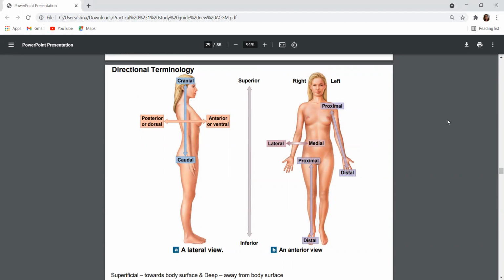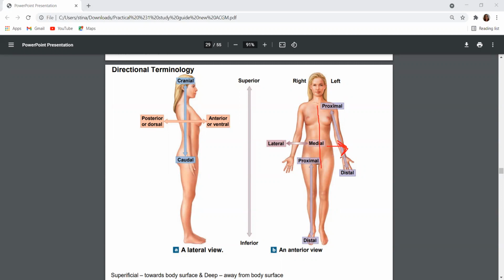Then in the right-hand picture here, medial means towards the midline of the body. So let me grab my pen again. I'm going to draw a line down the middle of the body. That would be the midline of the body. So everything towards that red line, towards the middle of the body, would be called medial. And everything away from that medial line is called lateral.